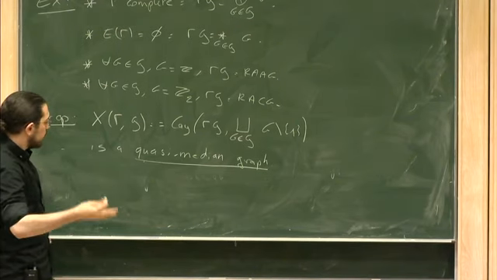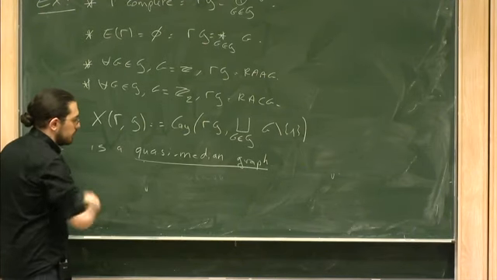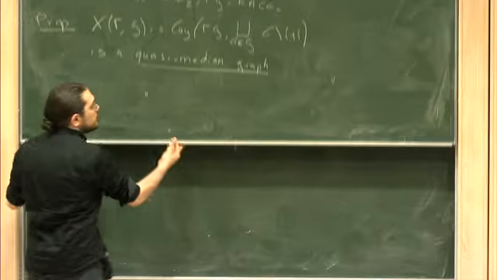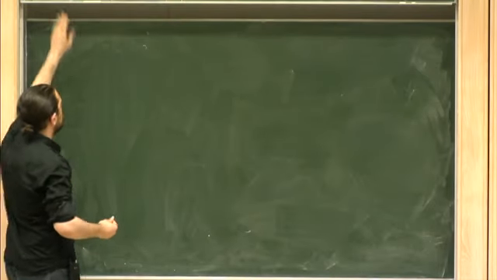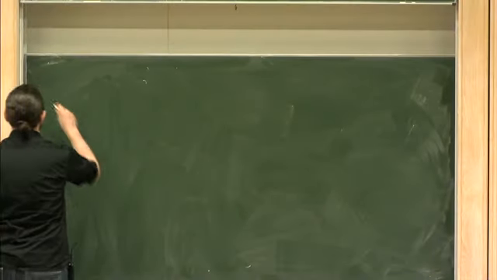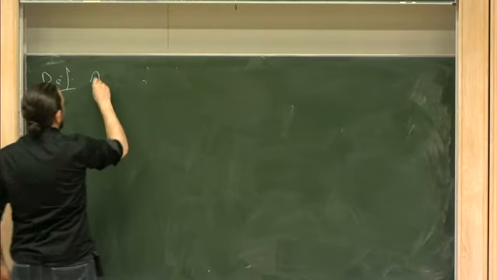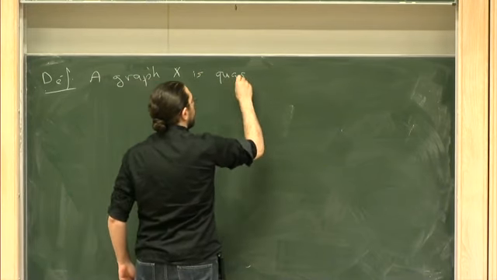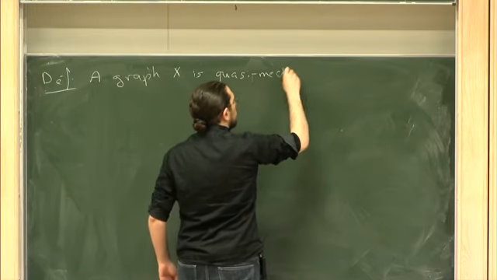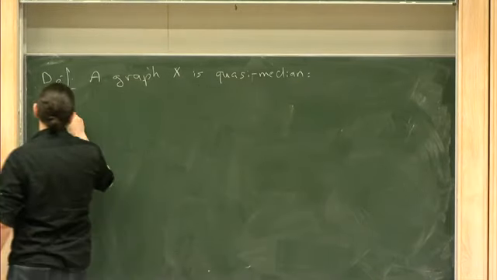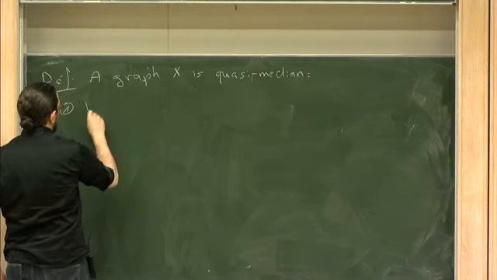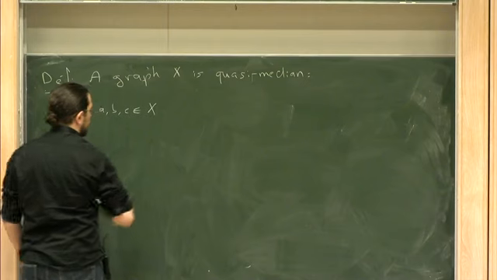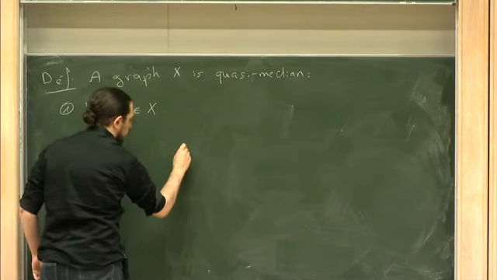Okay, and now I will define what is a quasi-median graph, and I will show that this is essentially a quasi-cube complex. So definition: a graph X is quasi-median if the following three conditions are satisfied. So the first one, for every vertices A, B, and C, suppose that you have such a configuration.